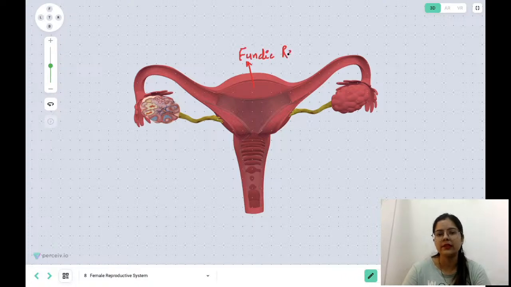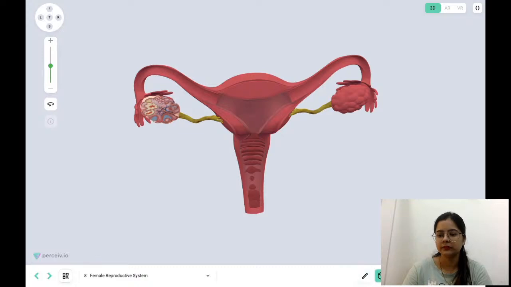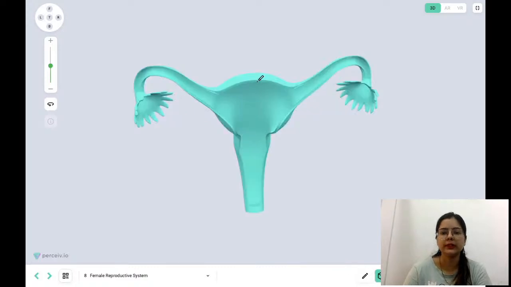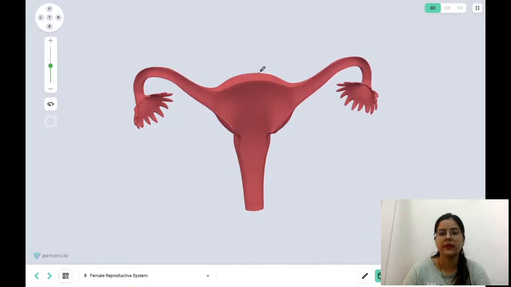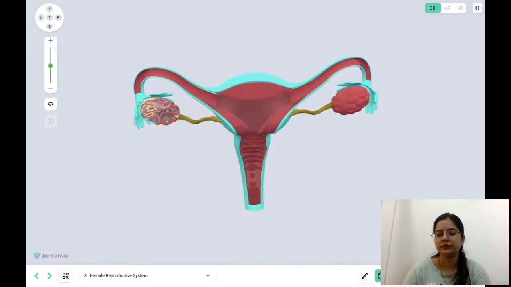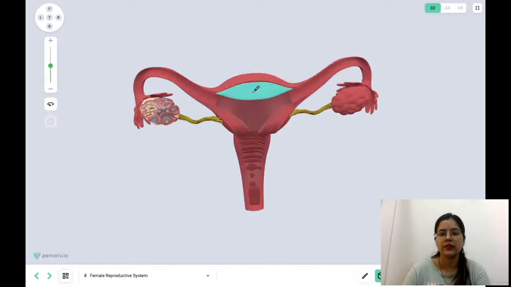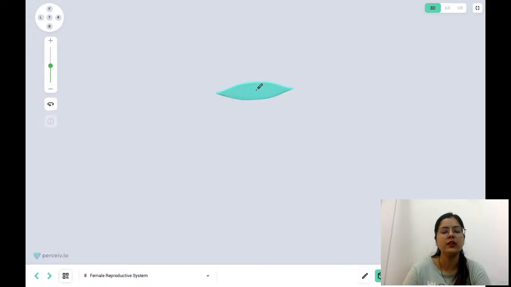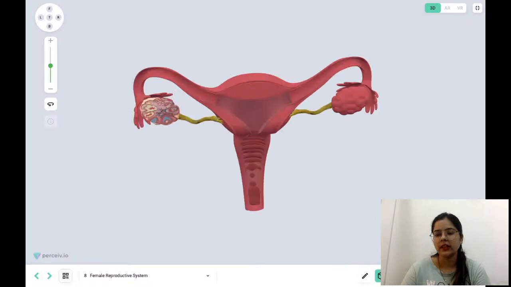So there's a slight bulging region of the uterus, or you can say a slight bulged portion. This is considered a fundic region. If I have to show this part, not this one, but this region, this basically becomes your fundic region. That is the bulged portion of the fallopian tube. All right. Now, these are the things.